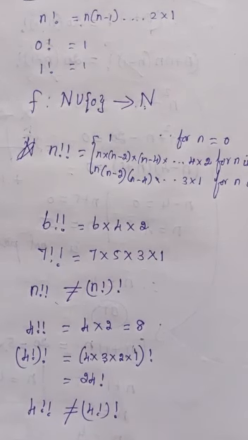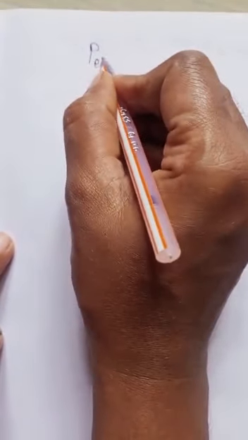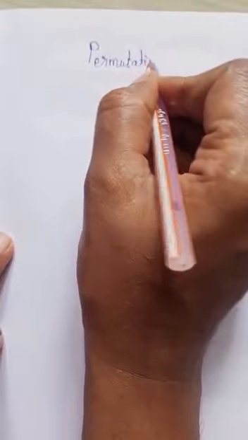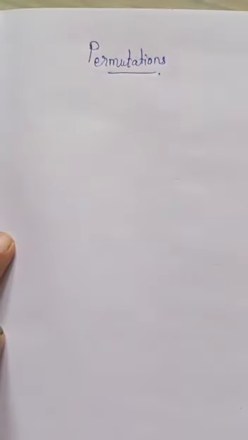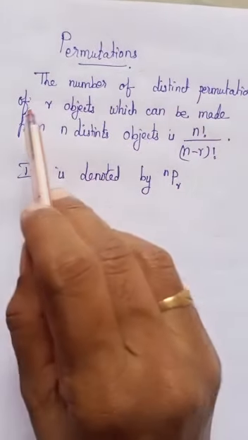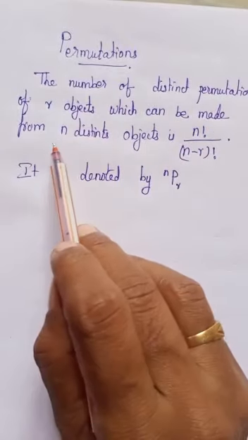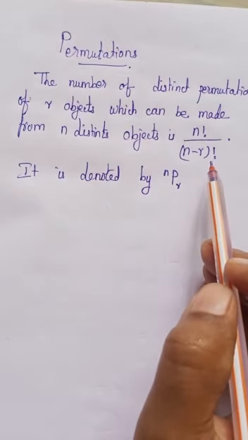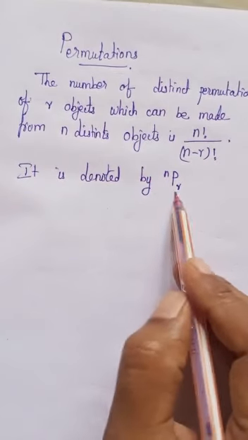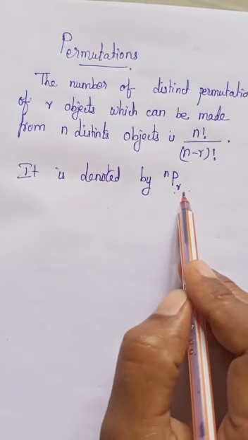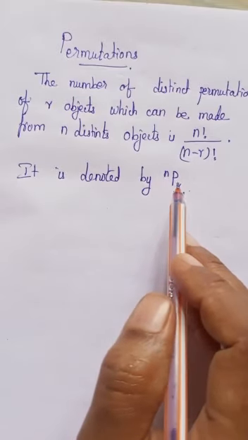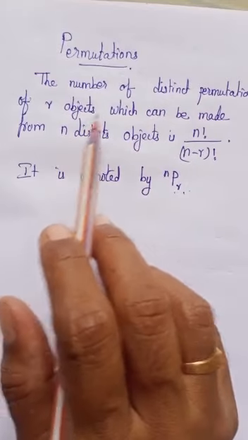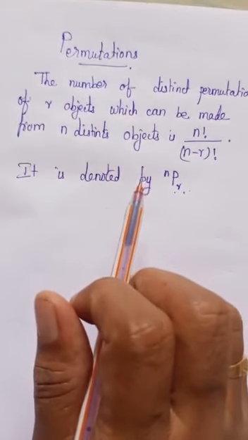Okay. So, double factorial and single factorial we have learned. Now, we can learn what is permutations. The number of distinct permutations of r objects which can be made from n distinct objects is n factorial by n minus r factorial, and it is denoted by nPr. N should be on the top and r should be on the base. This is how to read it, nPr.